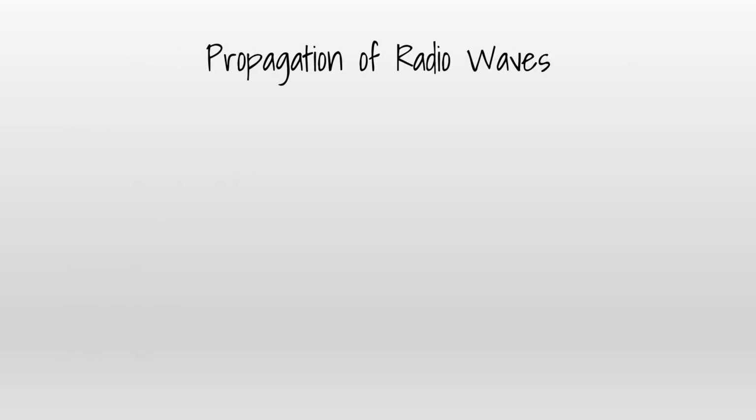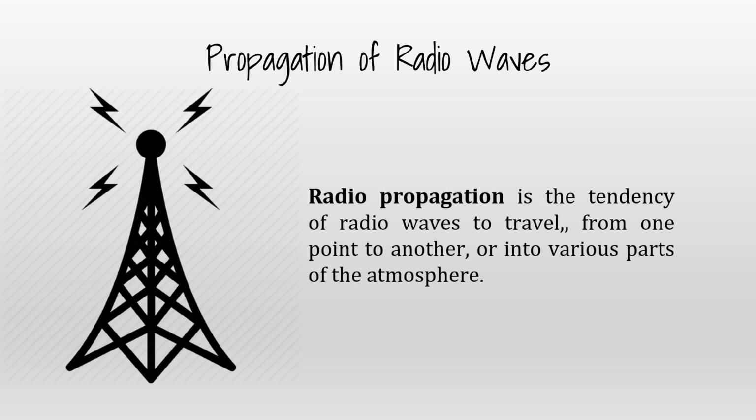So the next thing is propagation of radio waves. First of all, we will start with what is propagation. Propagation is defined as the tendency of radio waves to travel from one point to another point or into various parts of the atmosphere. So yes, of course, the tendency of my radio signals to travel from one point to another point is what we call radio propagation.